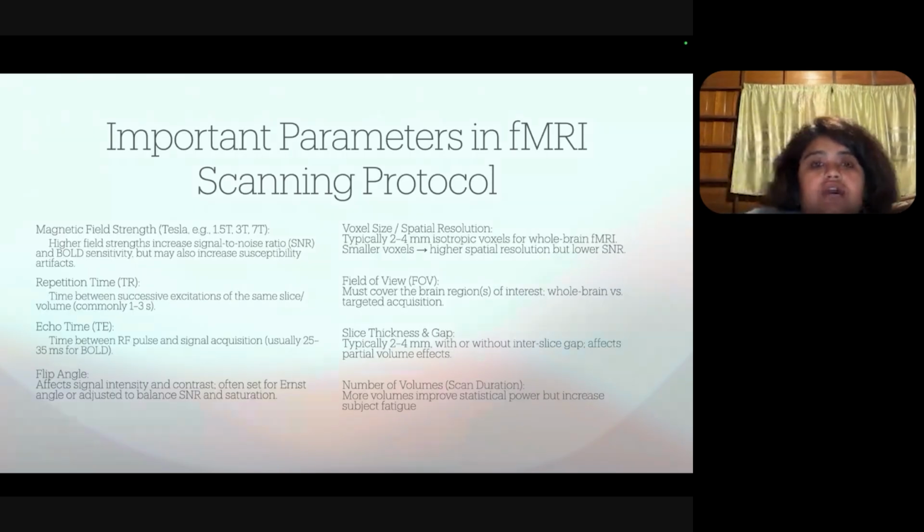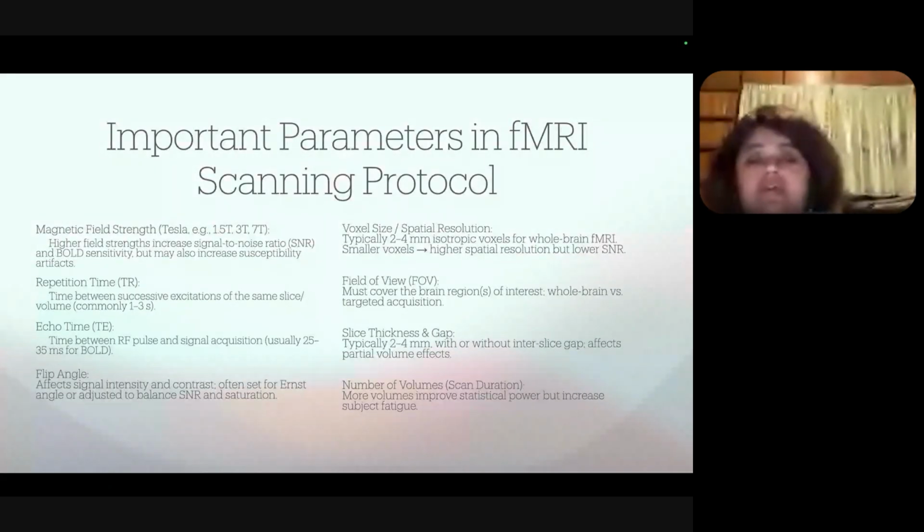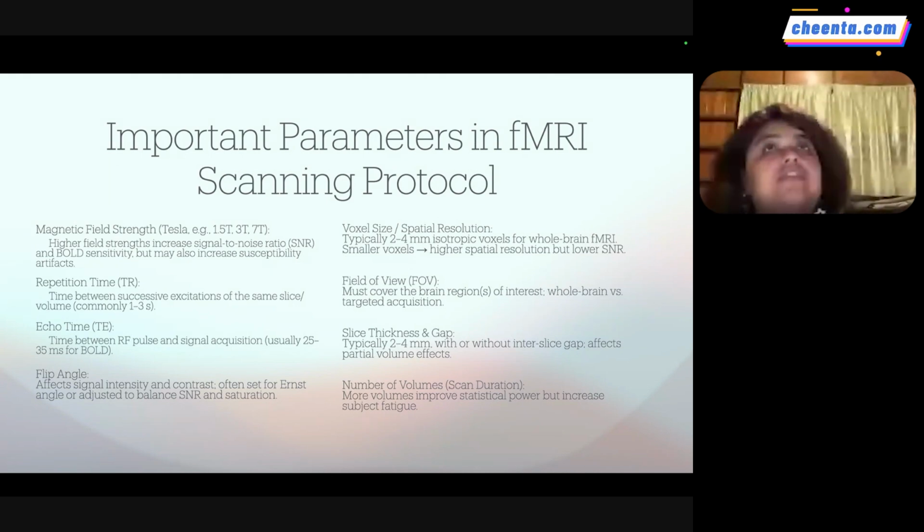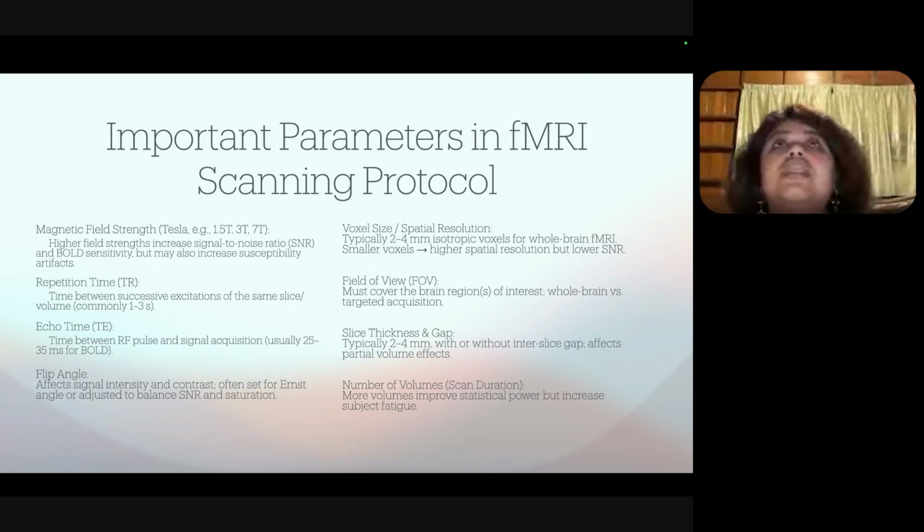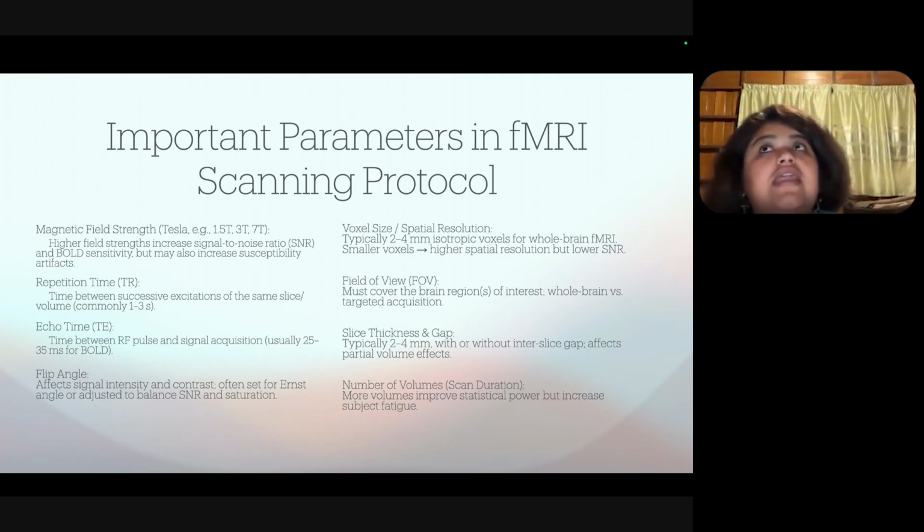Now, there are some important parameters in MRI in general. When we do functional MRI, we basically look at the magnetic field strength. Usually, the magnetic field strength in the MRI machines that are used in hospitals is between 1.5 to 3 Tesla. But there are MRI machines which are 7 Tesla, and the highest one that I have seen is 14 Tesla. But usually 1.5 to 3 Tesla is good enough.